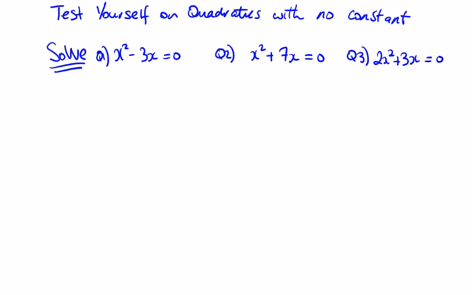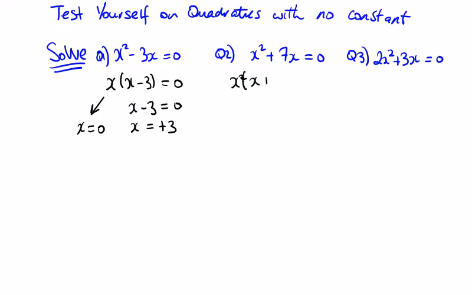Here's the solutions. x by x minus 3 equals 0. You should start seeing a pattern developing here. If we have a minus 3 inside the bracket, the answer is going to be plus 3. And the reason is we bring it across the equal sign. So this one's going to have a plus: x by x plus 7.